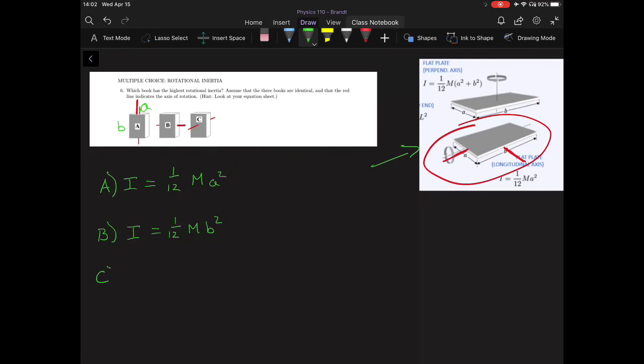And then C here, this one we're actually rotating through the top of the book, so that one actually looks more like this particular I up here. So in this case, I is going to be 1/12 M, and then we have A squared plus B squared, and so our book that has the highest rotational inertia, if we compare all of these, is going to be C with that A squared plus B squared.